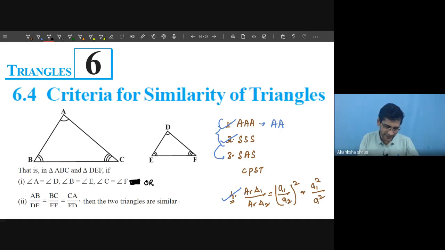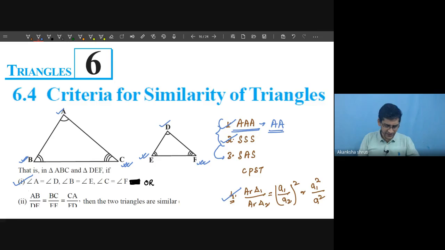For triangle ABC, angle A corresponds to angle D, so I can take angle A equals angle D. Angle B equals angle E. Then the third angle, angle C, also equals angle F. So this is the first criteria, called the AAA similarity criteria. Why? By the angle sum property, if two angles are equal, then the third will also be equal. Therefore, this AAA is sometimes also called AA, meaning the angle criteria.